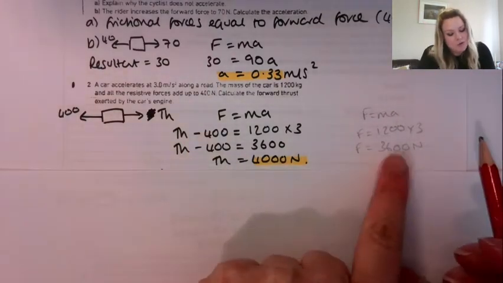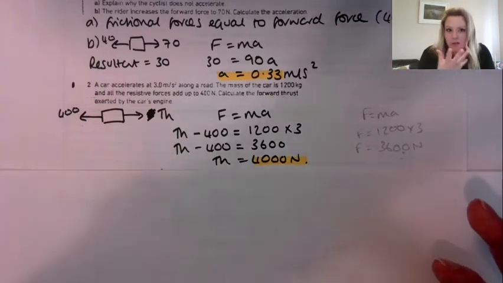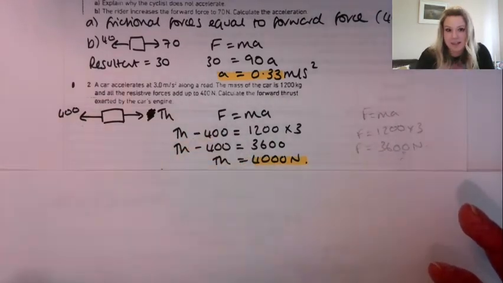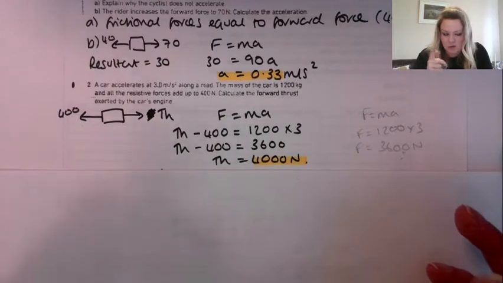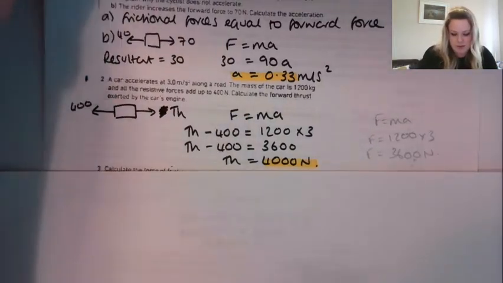However, doing this way does run the risk of what a lot of you did end up doing, and taking the 400 away instead of adding it on. So just be careful. Okay. 3.